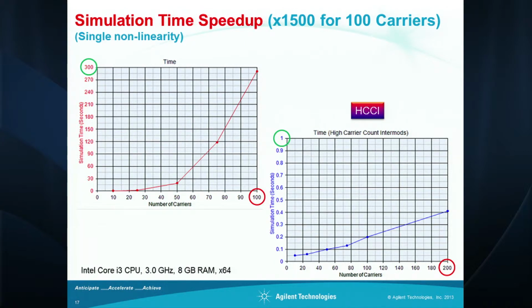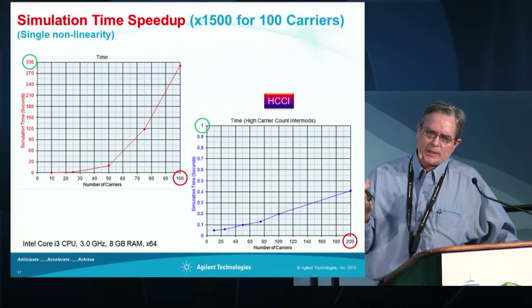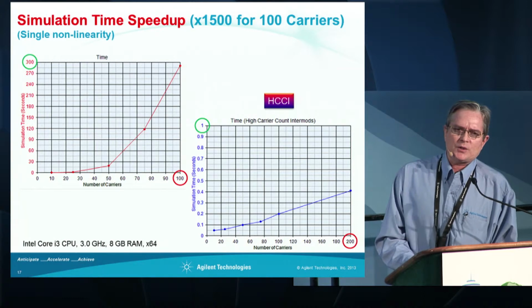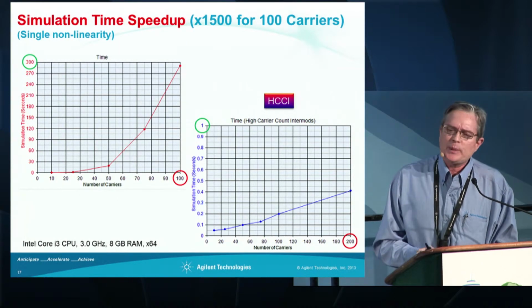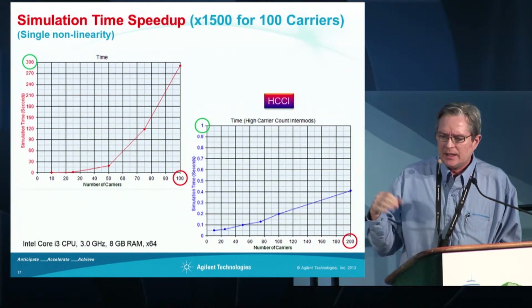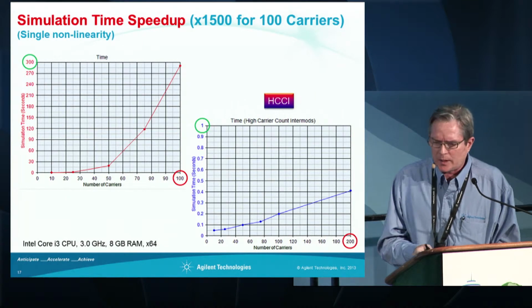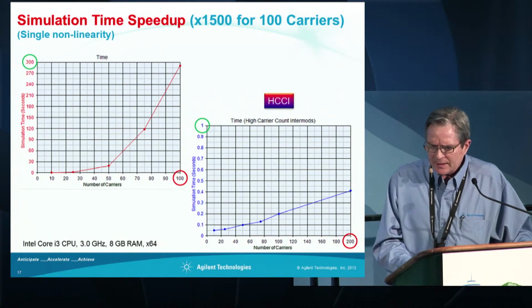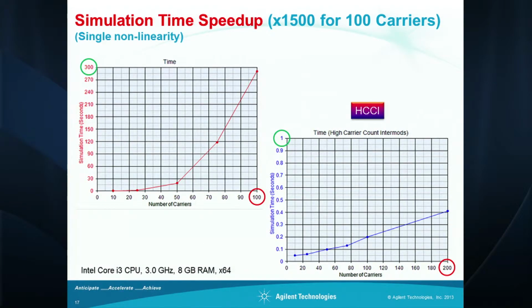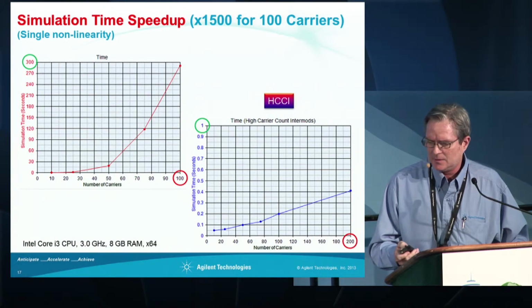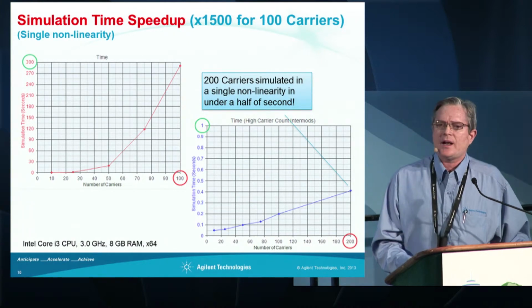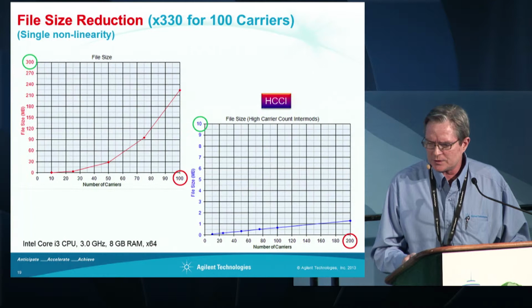Here's a graph where we talk a little bit about speedups that I measured. I compared the traditional method, which is simulating individual intermods, versus simulating intermod groups. I've got circles over here on the axes because the scale is different. It would be pretty boring if on the lower right I had the same scale, because it would just look like a horizontal line. But what you'll see is that for 100 carriers, it took almost 300 seconds to simulate. With the new approach, it's about 0.2 seconds. So it's very fast. And if you look at 200 carriers, it's under a second. So this is very quick.